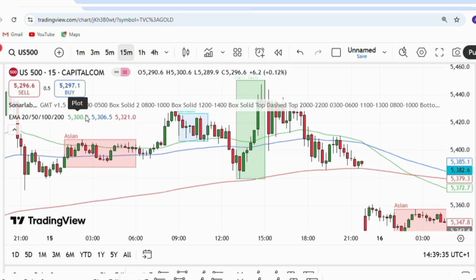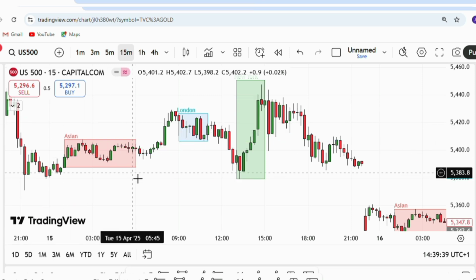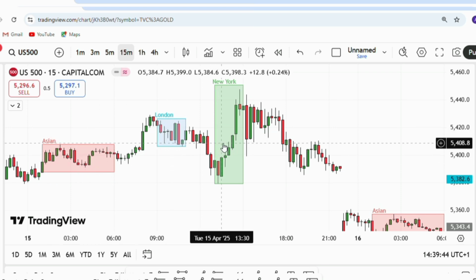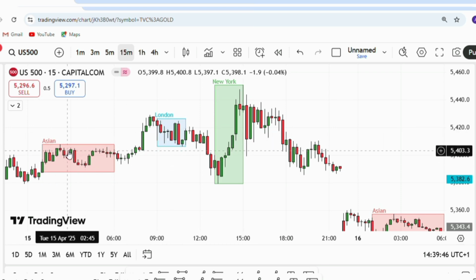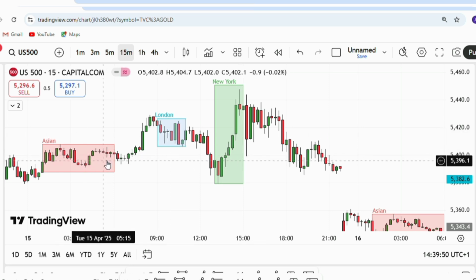Let me remove the EMA for simplicity. Just have it in mind that you're looking for buy. Then the next thing is sessioning. As you can see, we trade only London and New York. So what we have here is the Asia session, London session and New York session. This Asia session we use as a pocket of liquidity.